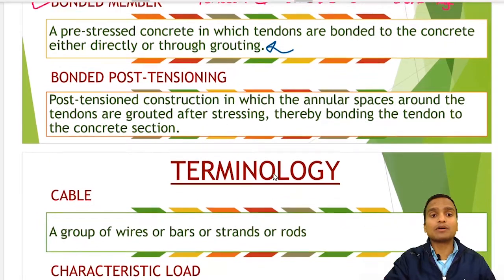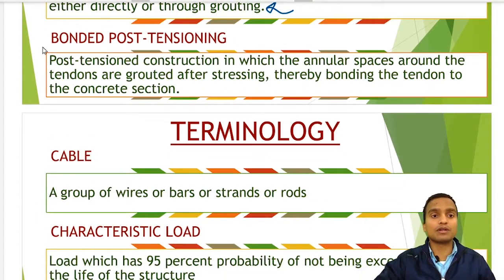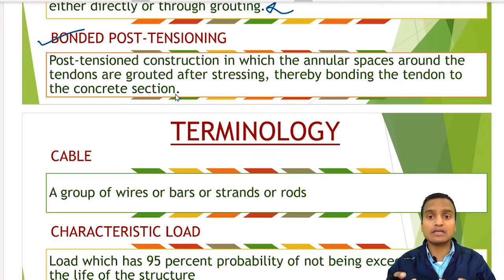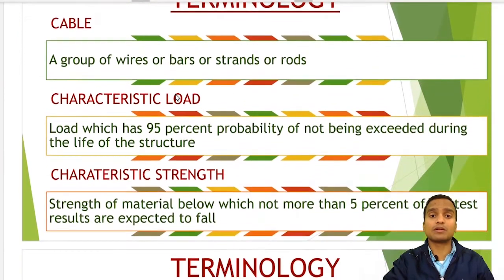And next is the bonded post tensioning. It's similar to the bonded members, and here the post tensioned construction is one in which the annular spaces inside the ducts, or the spaces around the tendons, are grouted after stressing is done, and thereby bonding the tendon to the concrete sections. Then the next term is the cable.